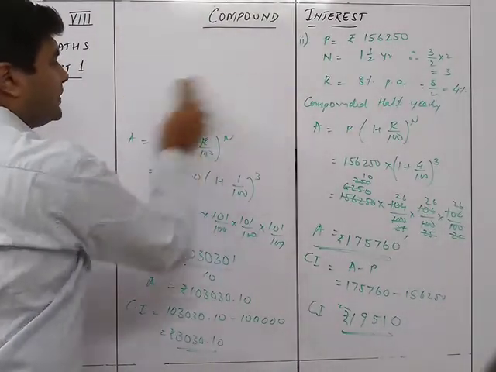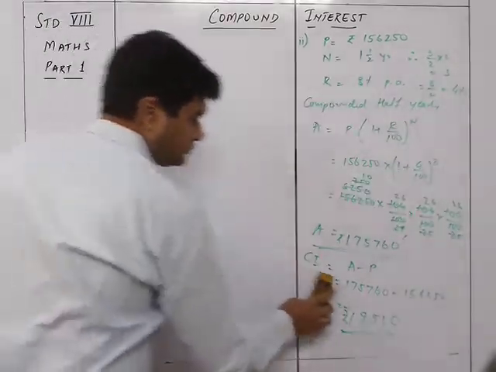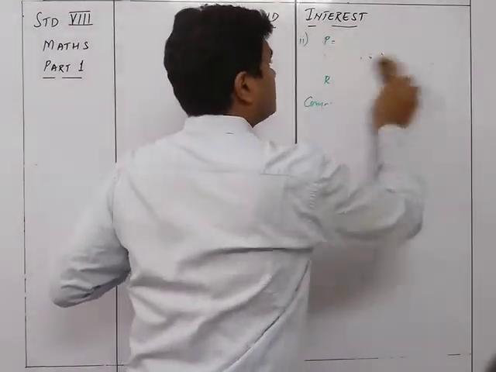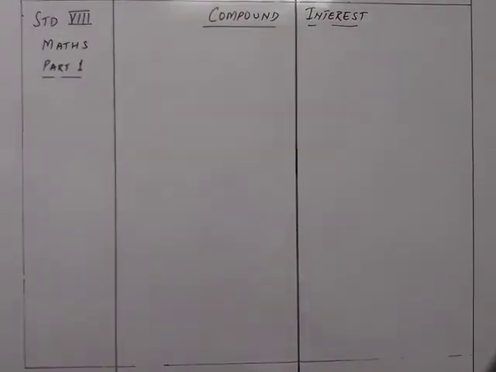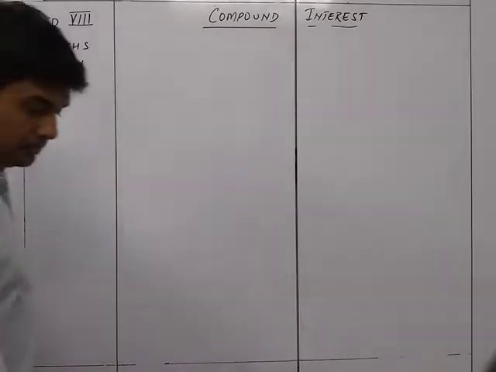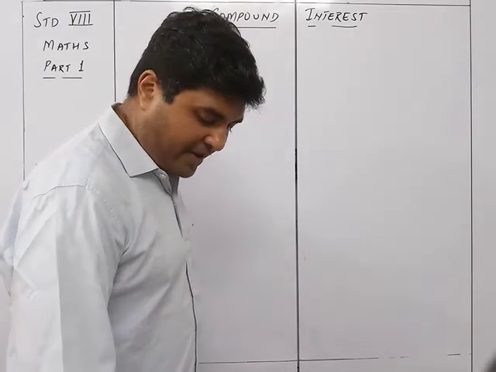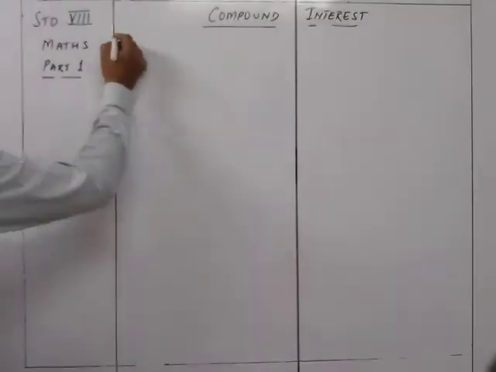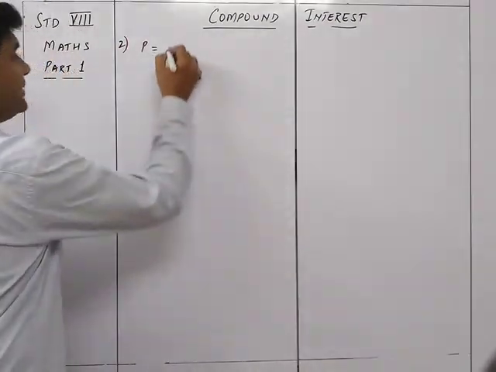We now move on to question number 2. Okay, moving on to question number 2. Find the difference between the simple interest and compound interest on 4800 for 2 years at 5% per annum, compounded annually. So you are given that the principal is equal to rupees 4,800.